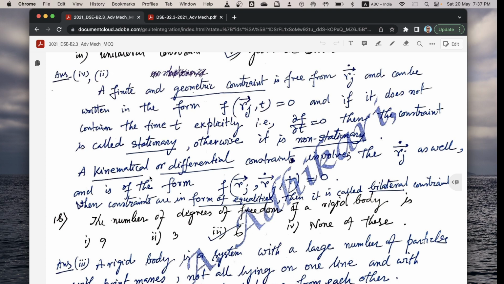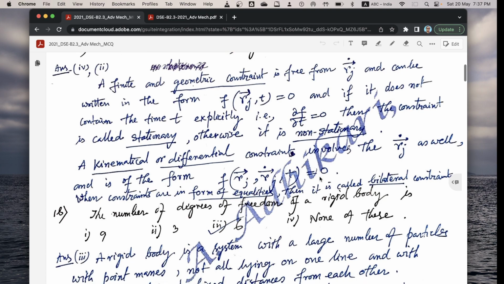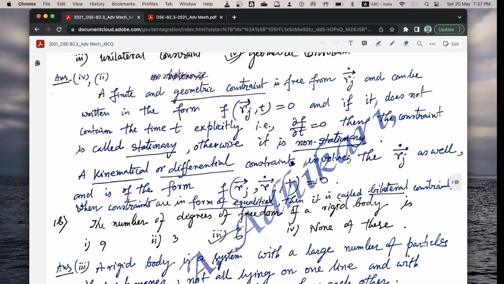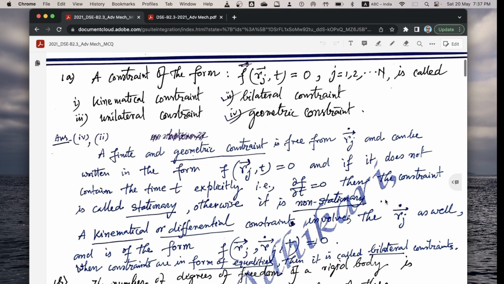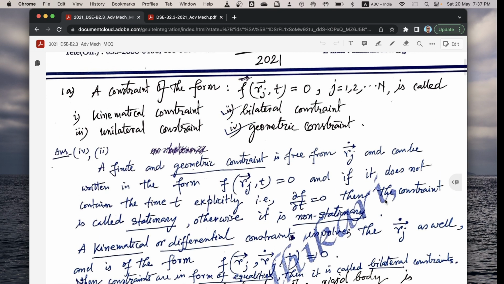A kinematical or differential constraint involves r_j dot as well, and is of the form f(r_j vector, r_j dot vector, t) = 0. When constraints are in the form of equalities, then it is called a bilateral constraint. So here we get two correct options, 2 and 4, bilateral constraint and geometric constraint.